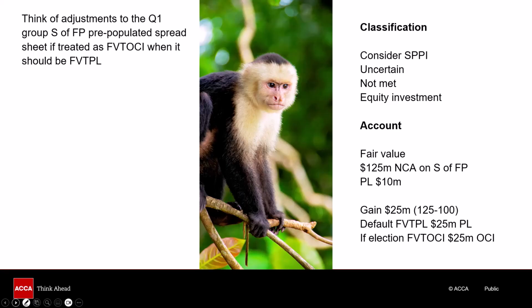Statement of financial position. If in the pre-populated spreadsheet we've treated it as fair value through OCI, but it should have been P&L, what adjustment are you going to make? Well, if you've treated it as fair value through OCI, then the gain of 25 has gone directly to equity, is included in other components of equity. So you've got to take it out of other components of equity, because that gain should have gone through P&L if we're treating it as fair value through P&L. Therefore, you should be adding it to retained earnings.